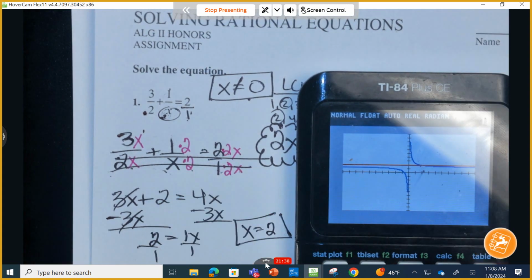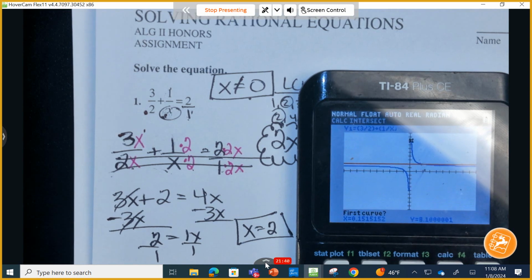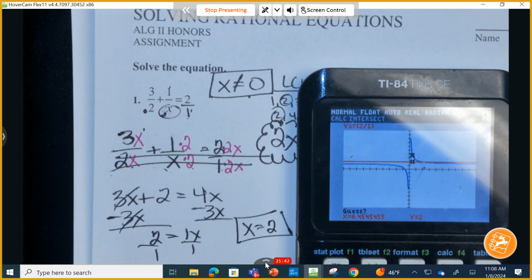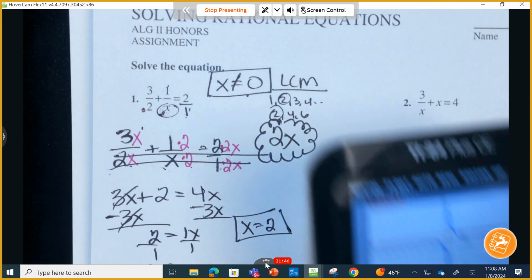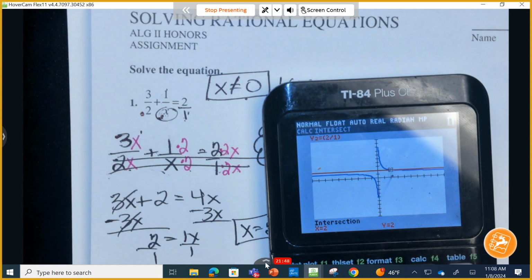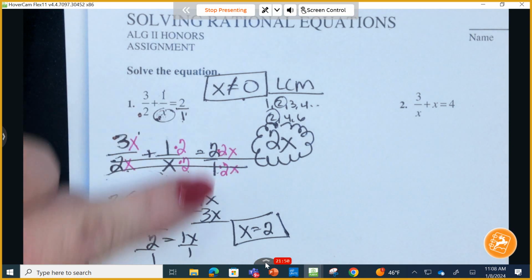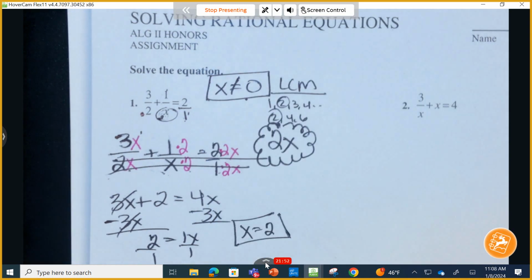So I'm going to do second trace intersect, moving it over, enter, enter, enter. My answer is 2. I just proved that we got an answer of 2. You cannot just do this and say, oh, x equals 2. You need to do this and then support your answer by checking. We're going to go on right now to number 2.